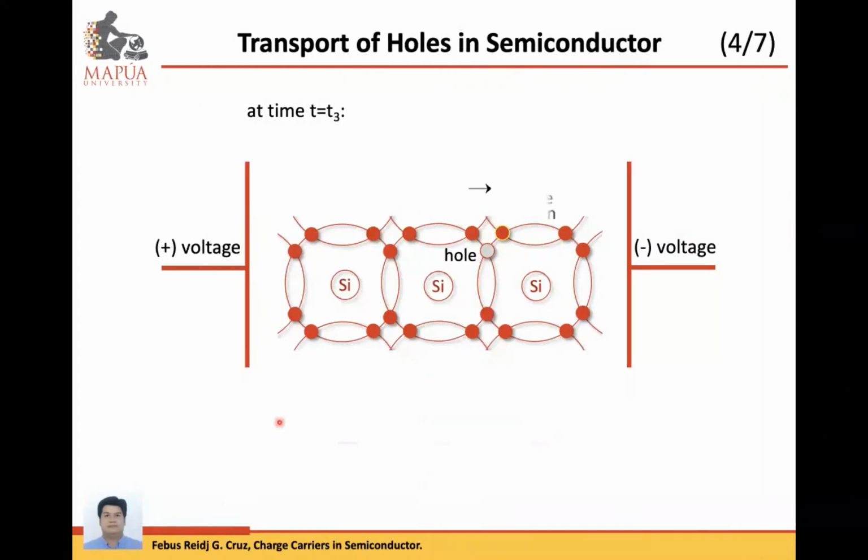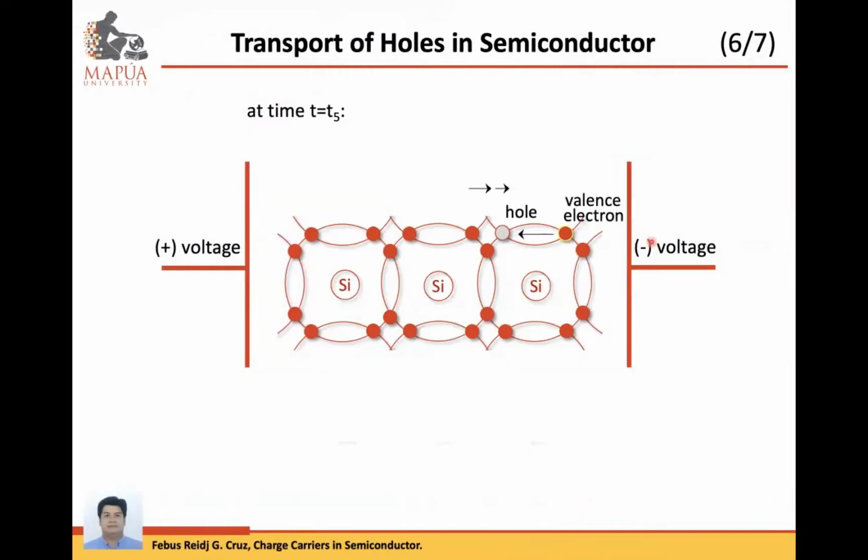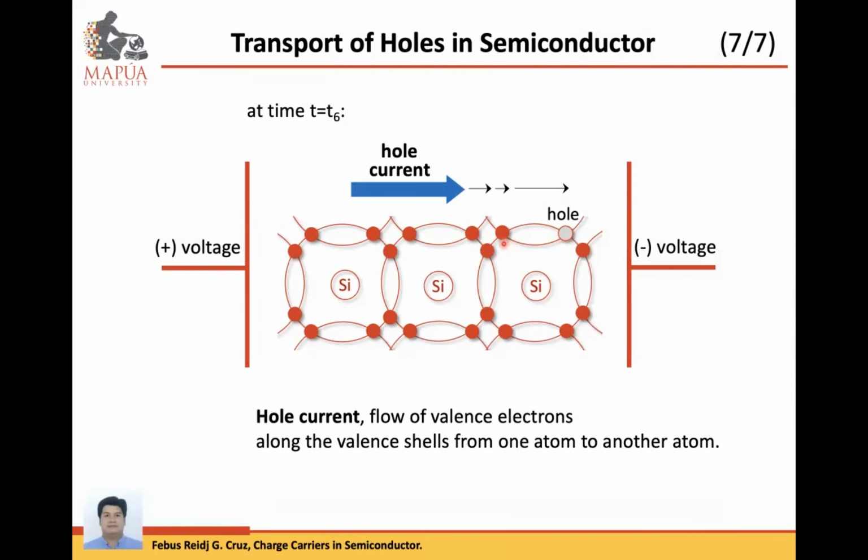Alright, sige, thank you. So at time equal to T3, we have another valence electron. Since it has a neighboring vacant space, the negative valence electron will again be attracted towards the positive. After a while, the valence electron will occupy the previous position of the hole, and the hole effectively moves again towards the negative. And last one, another valence electron will move towards the positive, and the hole again effectively moves towards the negative. So the movement of holes towards the negative, due to the movement of the valence electrons, is what we call hole current in semiconductor material.